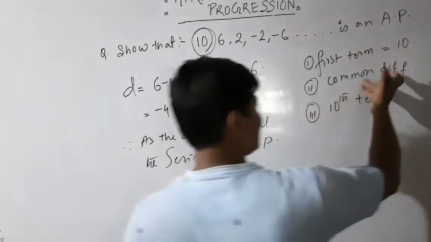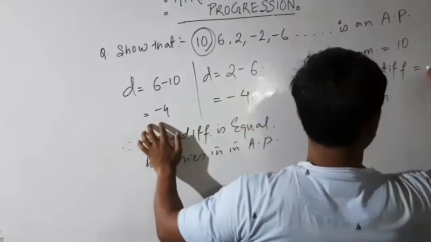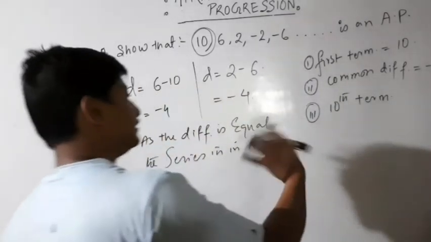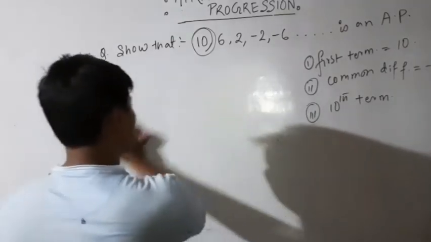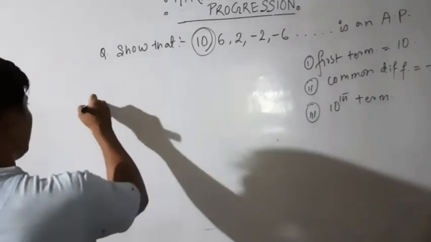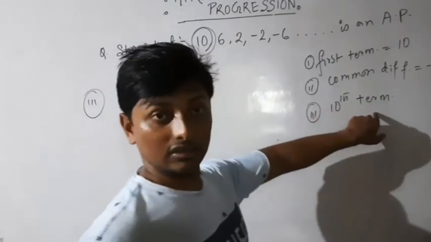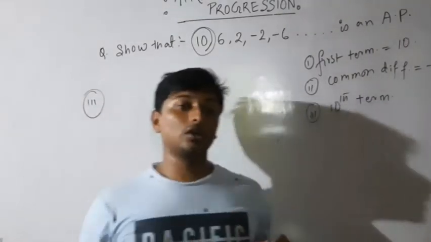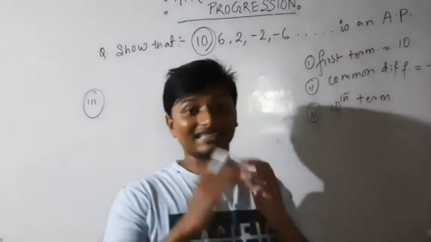Now second, they are telling me to find the common difference. See, 6 minus 10. I already found out the common difference, that is minus 4. Now for the third thing, they are telling me to find the 10th term. Now this is important, the 10th term I have to find. In a question of AP, you should always see whether they are telling me to find the term or the sum.